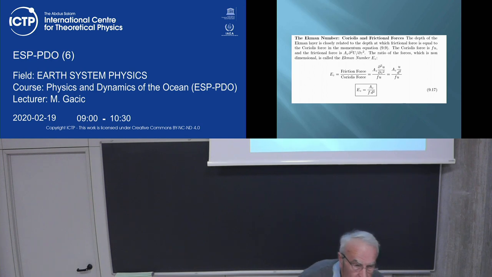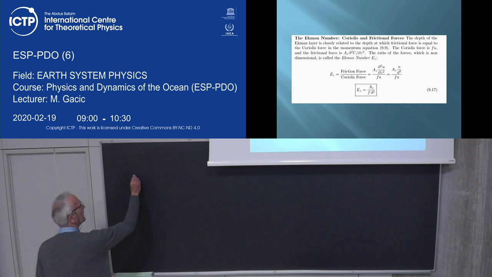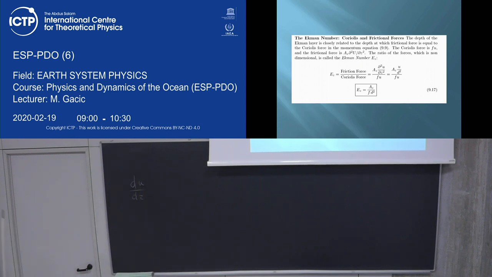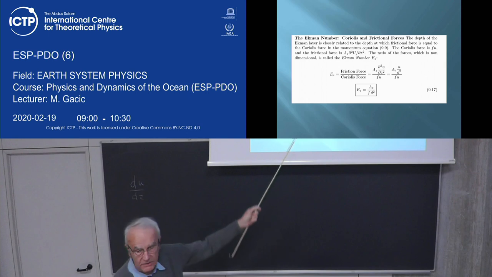Why did your partial derivative reduce to u over t squared? Excuse me? Why did the partial derivative? Oh, the partial derivative is partial only because you don't have the nonlinear terms. It's not following the particle. If you put the total derivative, then it's the derivative following the particle. So that means you have both the local derivative and the non-linear term, and then you eliminate the non-linear terms, and you end up with only the partial derivative. Okay.